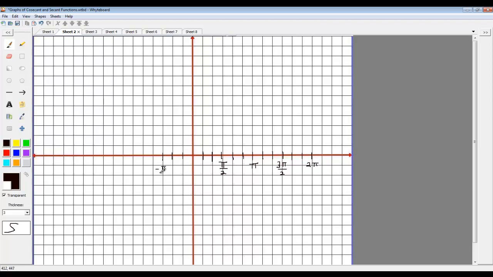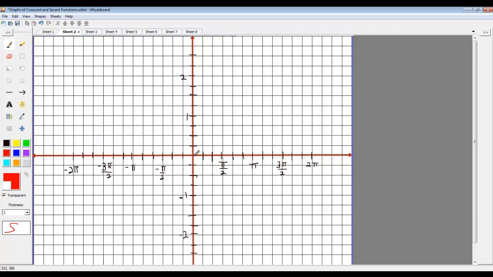Negative pi over 2. Negative pi. Negative 3 pi over 2. Negative 2 pi. You can go further, but that's as far as we're going to go for now. And let's go 2, 3, 4. Let's make that 1. 1, 2, 3, 4. Let's make that 2. It keeps going. 1, 2, 3, 4. Negative 1. 1, 2, 3, 4. Negative 2. Keeps going.